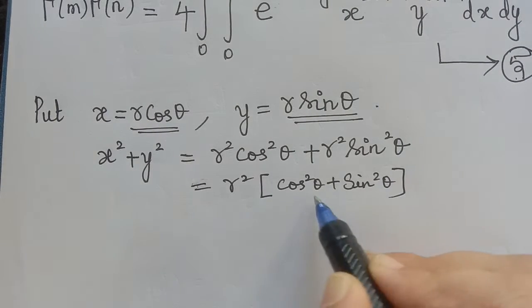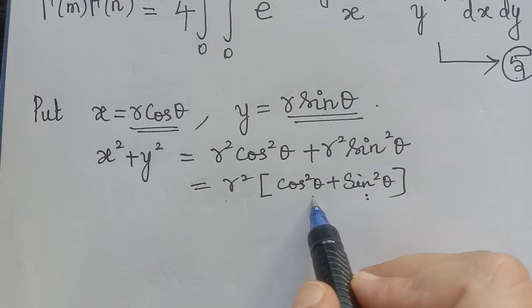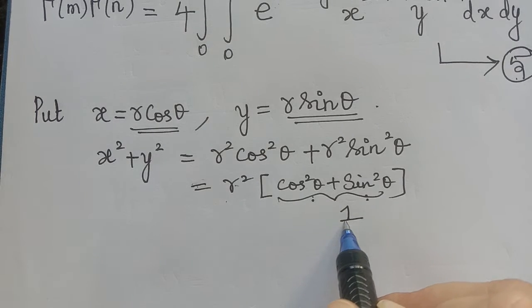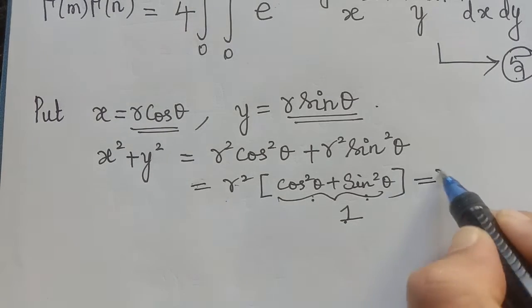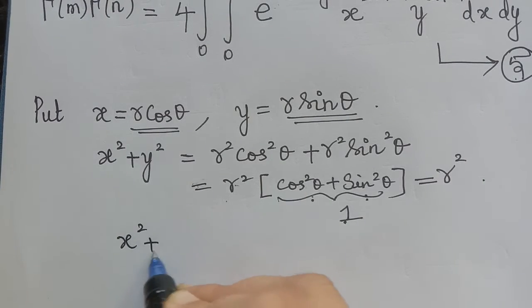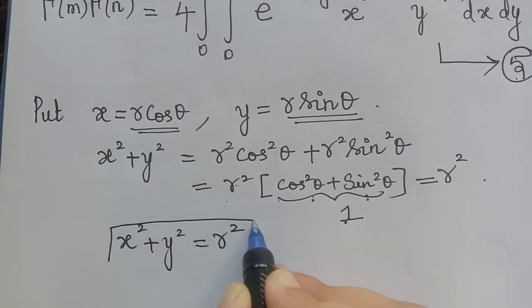But what is cos squared theta plus sin squared theta? It is 1. So r square multiplied with 1 is r square, and so this value is equal to r square. And therefore we obtain x square plus y squared to be equal to r square.